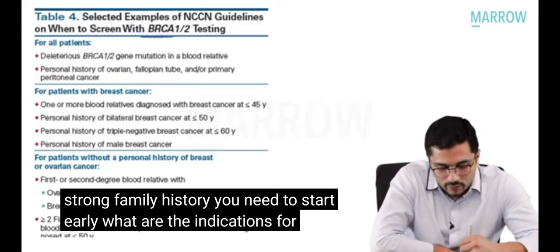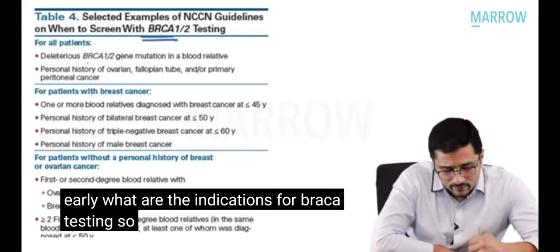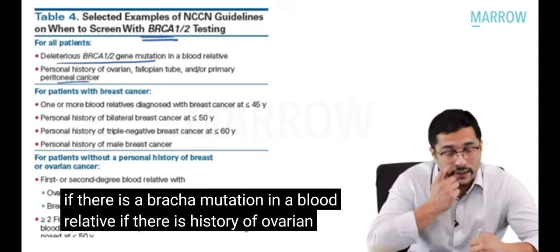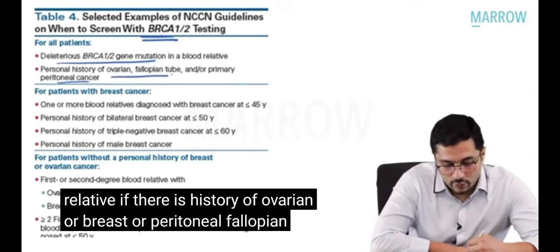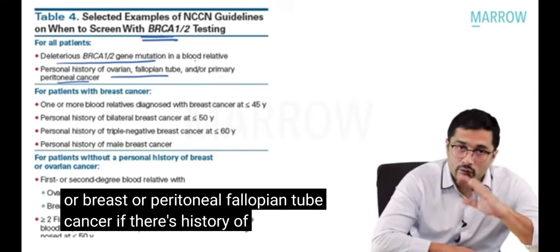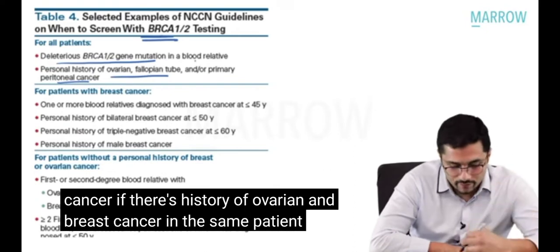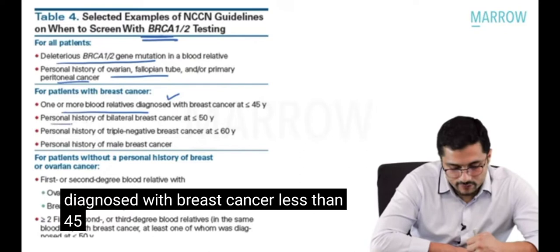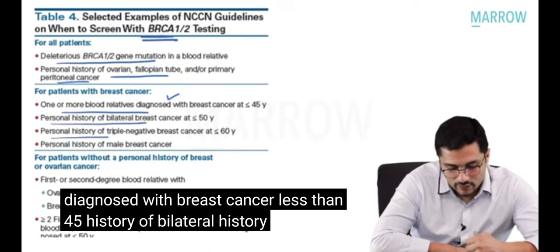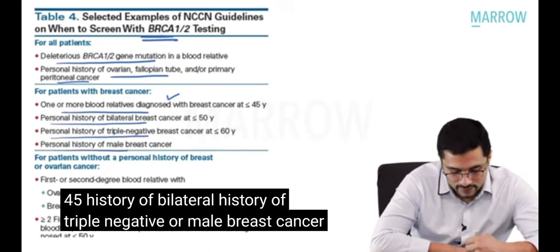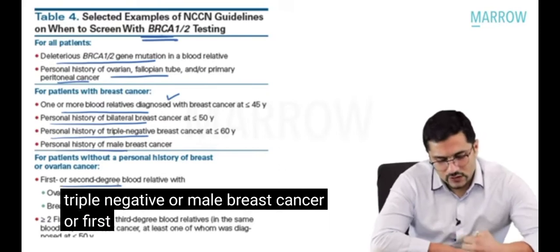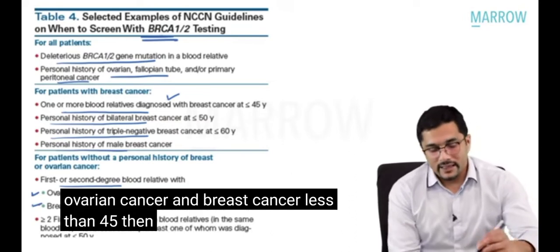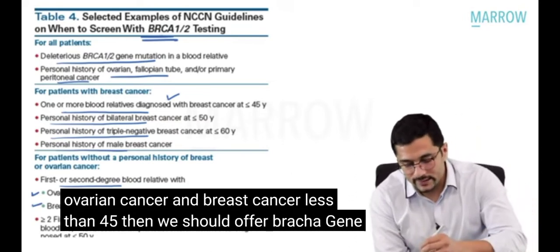What are the indications for BRCA testing? So, if there is a BRCA mutation in a blood relative, if there is history of ovarian or breast or peritoneal or fallopian tube cancer, if there is history of ovarian and breast cancer in the same patient, if one or more relatives have been diagnosed with breast cancer less than 45, history of bilateral, history of triple negative or male breast cancer, or first or second degree relative with ovarian cancer and breast cancer less than 45, then we should offer BRCA gene testing for the patient.